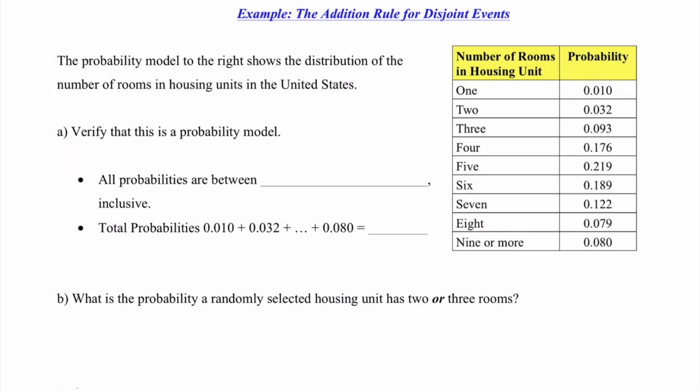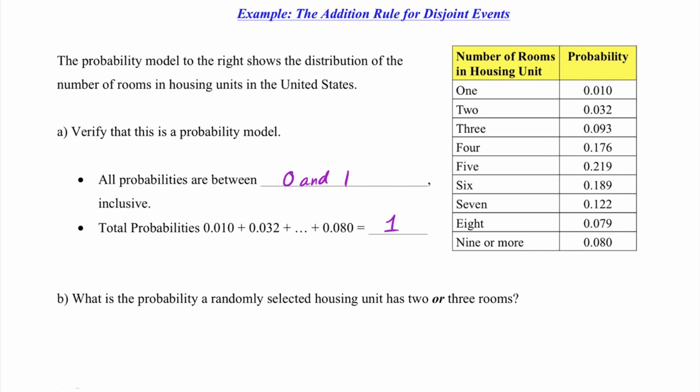That takes us to our next example, where we're again working with the addition rule for disjoint events. This time we're given a probability model, and it shows the distribution of the number of rooms in housing units in the United States. First, we're asked to verify that this is a probability model, like we discussed previously. Notice that all probabilities are between 0 and 1 inclusive, and if we're to add all the probabilities up, and you trust me, we'd end up with a total probability of just 1. So we're all set on the probability model.